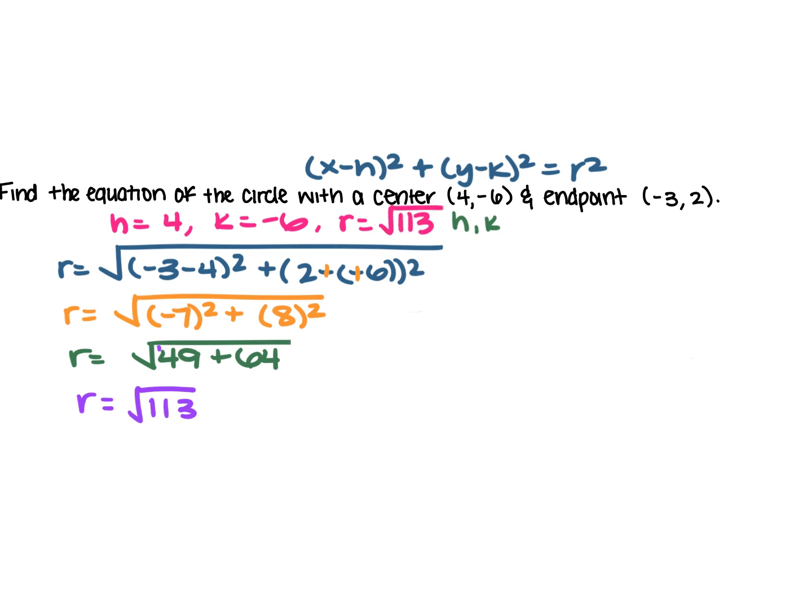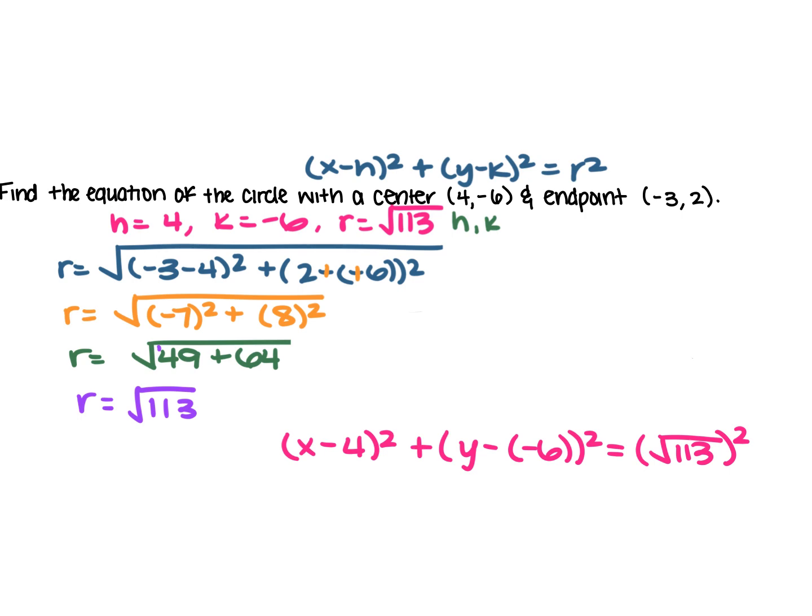That means we're going to have x minus 4 squared plus y minus negative 6 squared is equal to the square root of 113 squared. Double negatives turn to positives. Simplify that square root squared, and you're going to have x minus 4 squared plus y plus 6 squared is equal to 113.